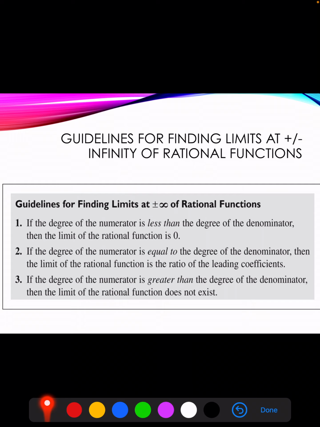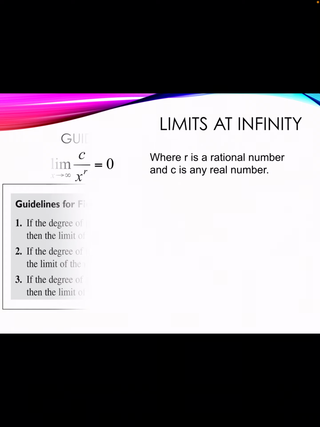So how is this different? Well, with limits, if the degree of the numerator is less than the degree of the denominator, the limit is equal to 0. That's your horizontal asymptote from the previous slide. If the degree of the numerator is equal to the degree of the denominator, then the limit of the rational function is the ratio of the leading coefficients. And then the third scenario, if the degree of the numerator is larger than the degree of the denominator, then the limit of the rational function does not exist.